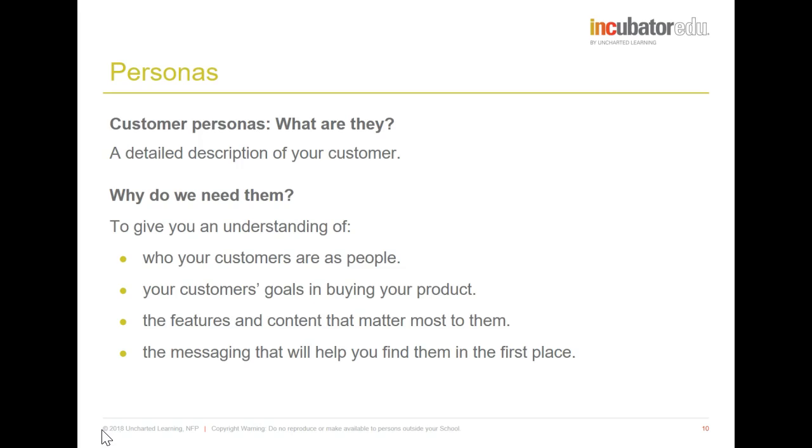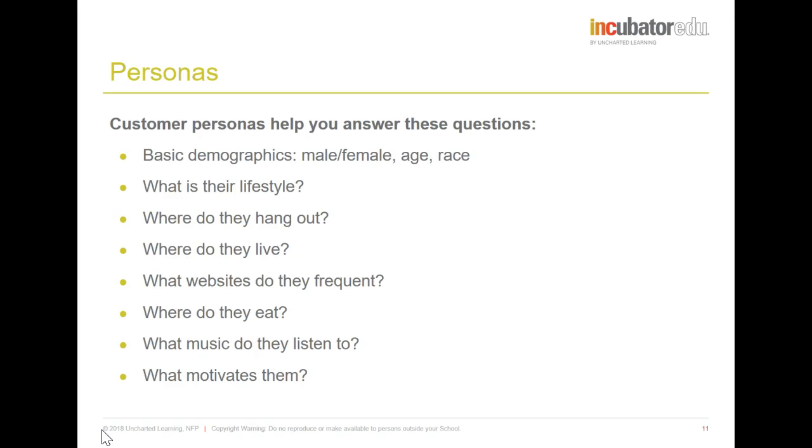So for example, if you want to provide a product or service for a 40-year-old male, you then want to break down and say, okay, what is a persona of a 42-year-old male? It basically gives you an understanding of who your customers are, your customers' goals in buying the product, the features and content that matter most to them, and the messaging that will help you find them in the first place. So what kind of things do we develop when we develop a persona?